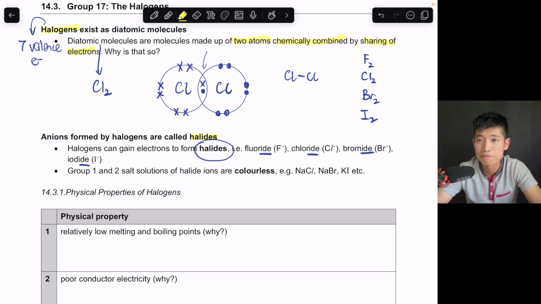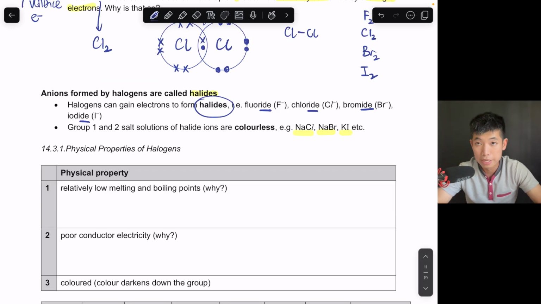Okay, so it's quite common for students to mix this up, and it means a world of difference when you talk about the atom or the molecule or the ion. So sodium chloride, sodium bromide, potassium iodide, these are the salts, or what we call the halide salts. These salts are white solids and they dissolve in water to form colorless solutions. So your halide solutions are all colorless.